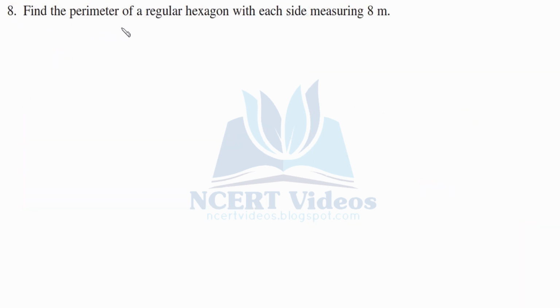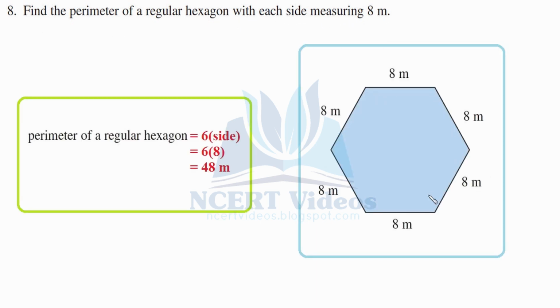Question 8. Find the perimeter of a regular hexagon with each side measuring 8 meter. So what is a regular hexagon? Having equal sides and equal angles. In this case we are taking sides. So 8 comes, hexagon means 6 times. We will multiply simply 8 into 6 rather than adding them 6 times. The perimeter of a regular hexagon is equal to 6 into side, and side is 8 meter in this case. Therefore 8 sixes are 48 meter as the perimeter of a regular hexagon.